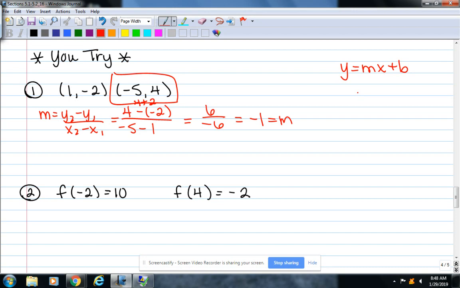So if I use this point, my y is 4, my m is -1, and my x is -5. Yes, y over x, always. Yep. -1 times -5 is... So 4 equals 5 plus b. Subtract 5, and what do we get? -1 equals b. Do I need to plug in the other point for somebody? Did everybody get -1 for b if you got -1 for slope? All right, I got m and b. What's this equation?